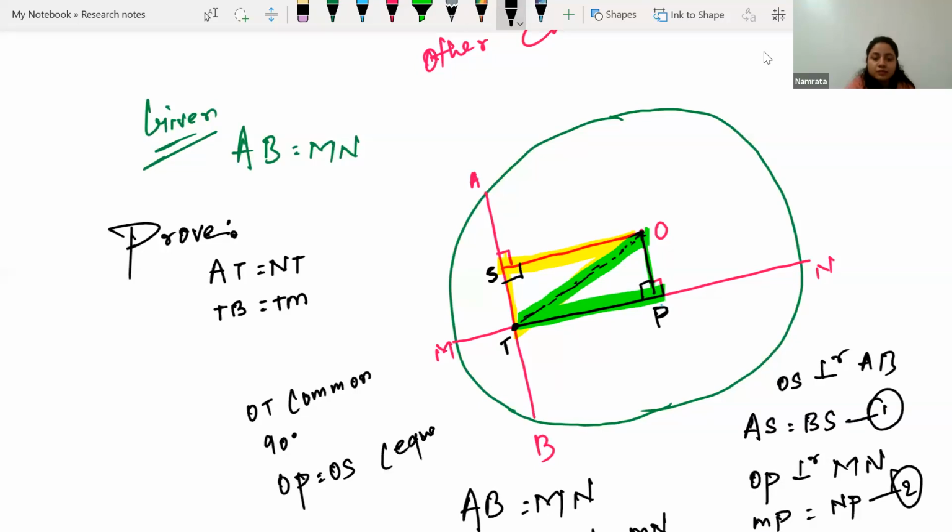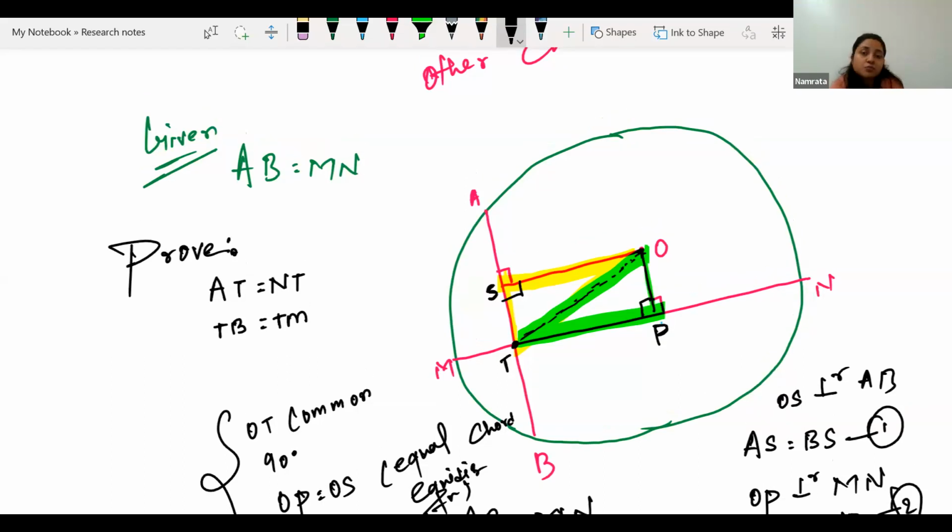Equal chords, equidistant from the center. I'm not writing it, but the way I'm explaining it over here, you can add the hint in your copy, or you can write it properly in your copy the way we are discussing it. We have to prove that this yellow triangle and the green triangle are congruent triangles, and these are the three pieces of information we can use to prove it.